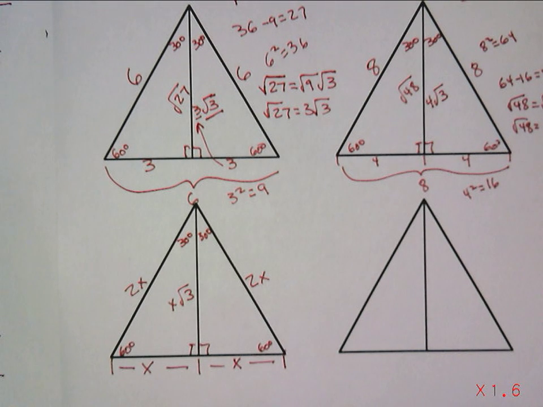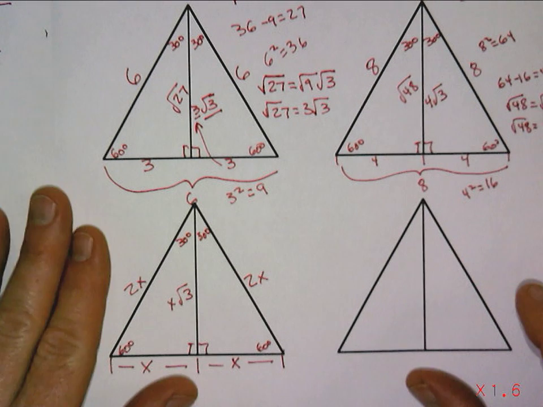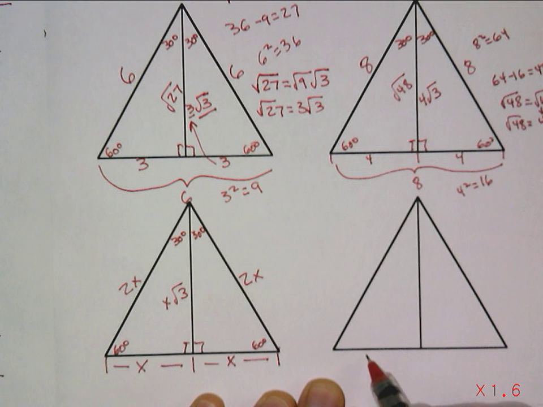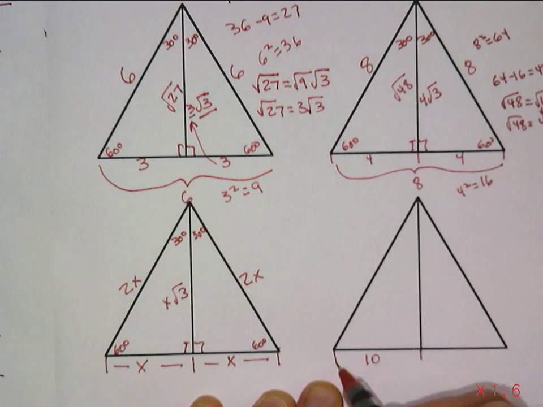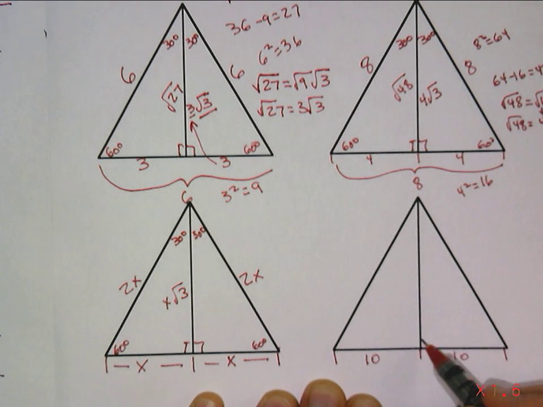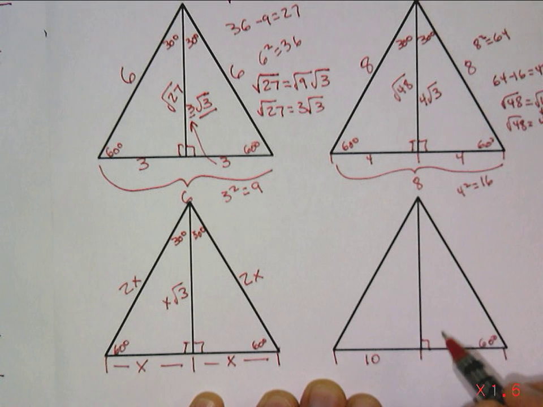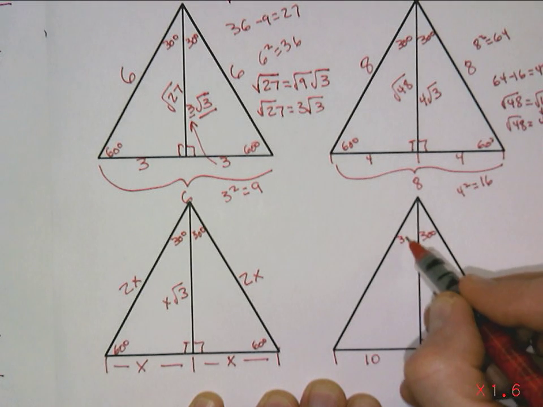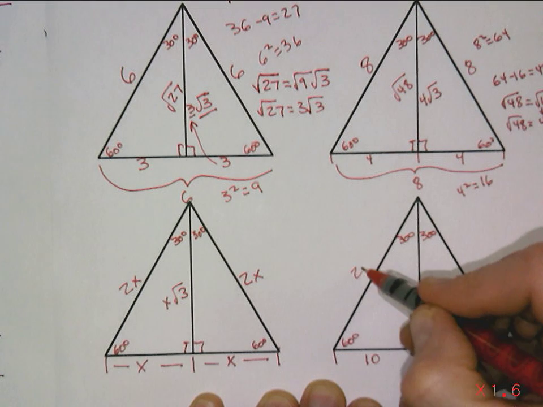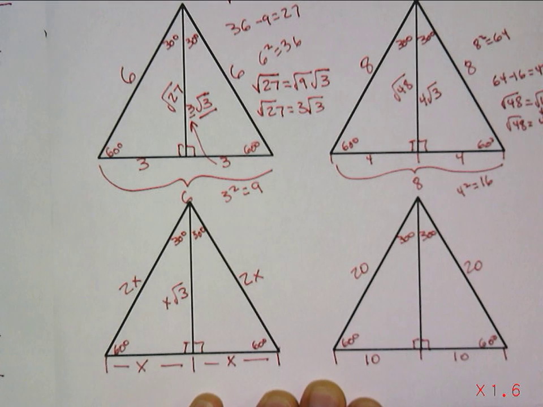So I have one more on here. If I said that this length here was 10, from here to here, the short leg was 10, so we call that x, so this is 10. We have our, again, 60 degrees, 30 degrees, and 90 degrees, 30, 60, 90. If these are each 10, then this distance has to be twice as much, or 20. And we don't even need to use the Pythagorean theorem to figure that out.